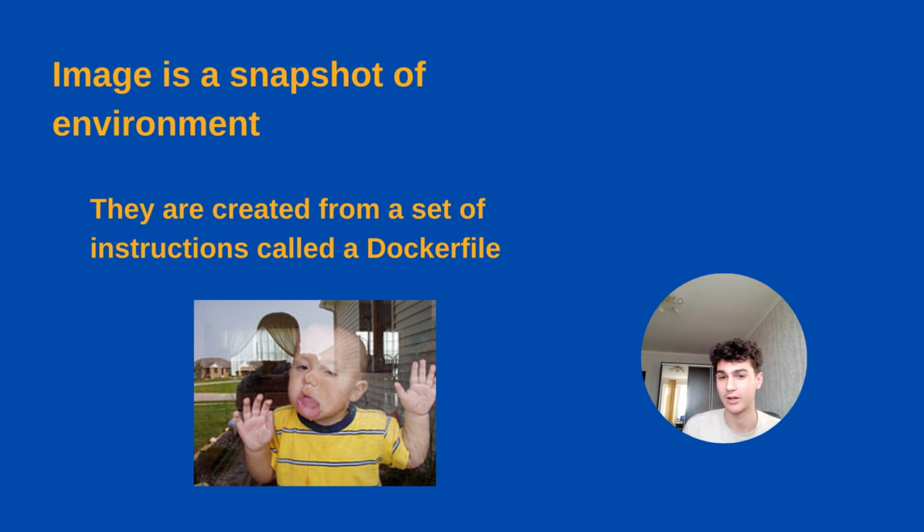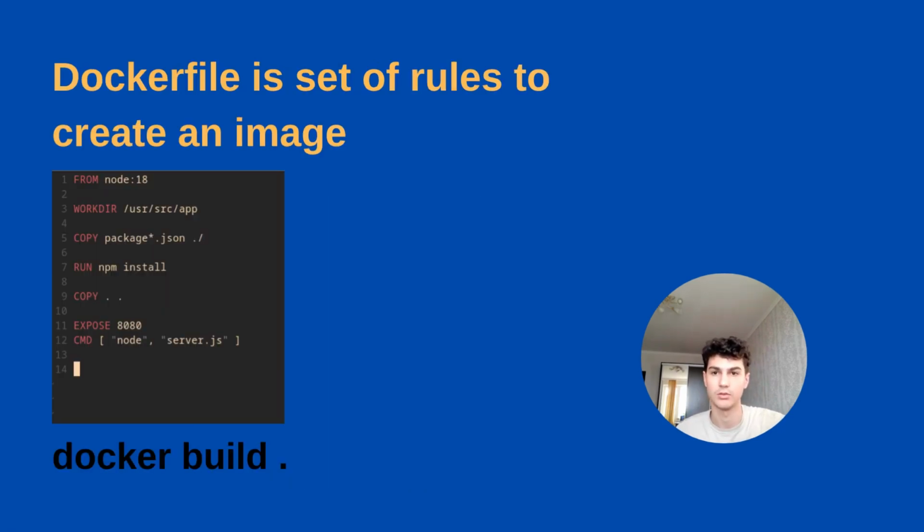Images are created from a Dockerfile, while a Dockerfile is a set of rules to create an image. You see, everything is combined in itself, so that's why I call it a Docker system. A Dockerfile is an analogy to a Makefile or some other file to build an application, but from a set of rules.